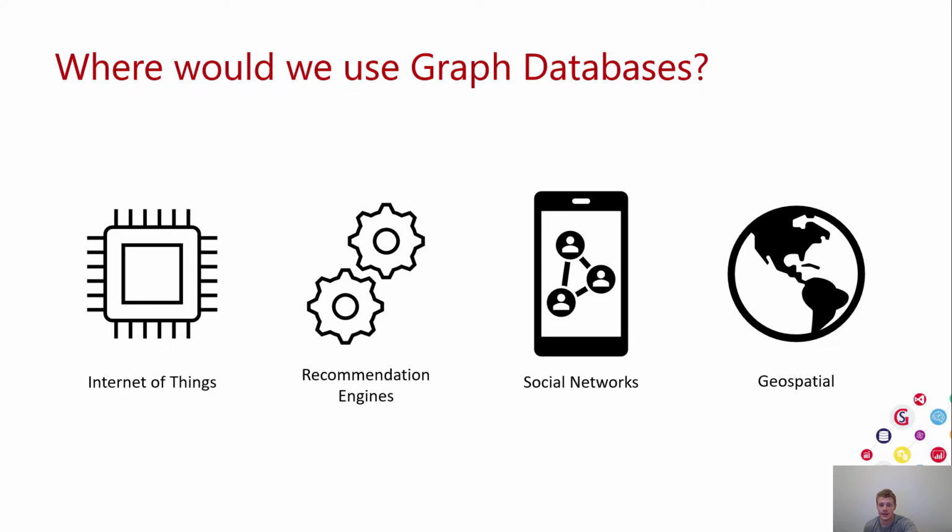And then finally, we could also use them in geospatial applications. So we have a bunch of users, we can find locations of interest to particular users based on where they're currently located, or perhaps we're building an application that needs to determine the shortest route between locations, and that's also another fantastic use case for using graph databases.